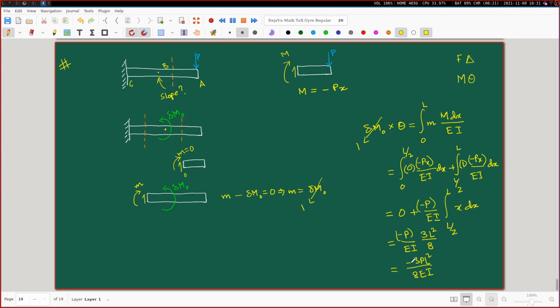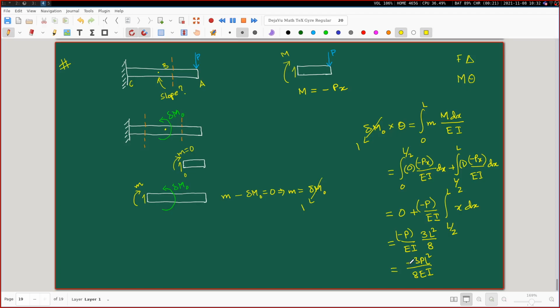Please note that we are ending up with a minus sign here. What is the significance of this minus sign? Who can tell me? See, theta is a slope. Okay. And its sense will be either clockwise or anti-clockwise. Sir, it is clockwise. Okay.